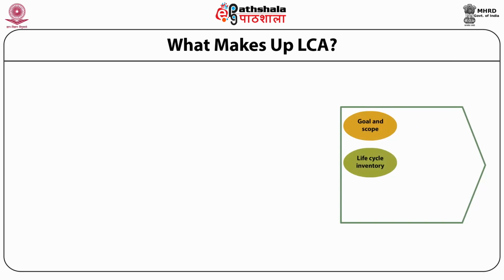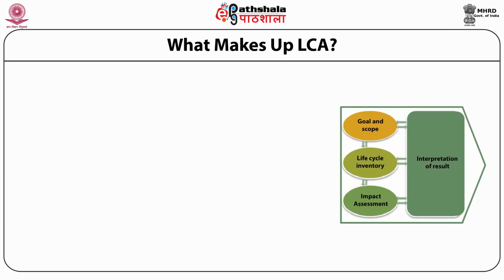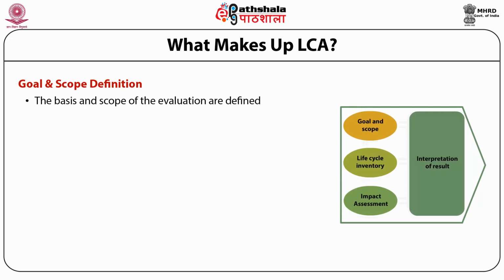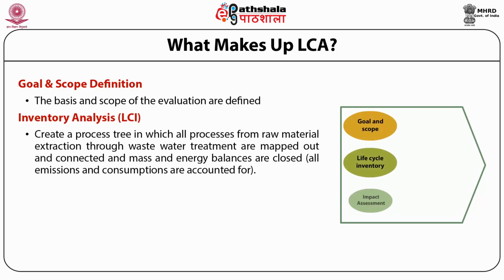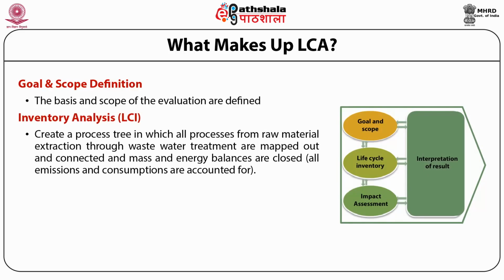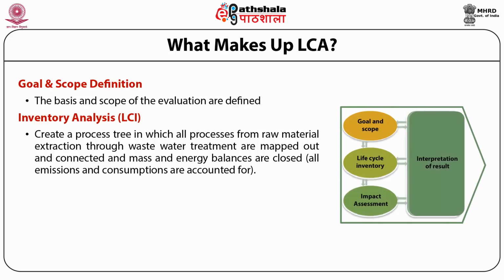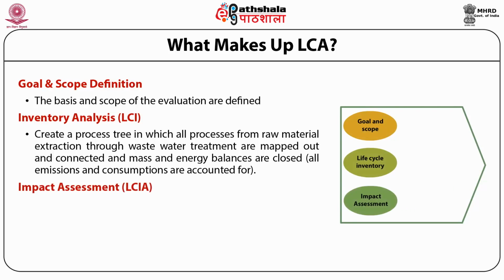What makes up LCA? There are four major linked components of LCA, including goal and scope definition. The basis and scope of the evaluation are defined in goal and scope definition. Second, inventory analysis, which creates a process tree in which all processes from the raw material extraction through waste water treatment are mapped out and connected, and mass and energy balances are closed, that is, all emissions and consumptions are accounted for. Third is impact assessment.